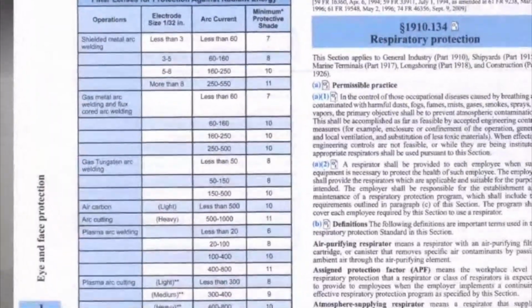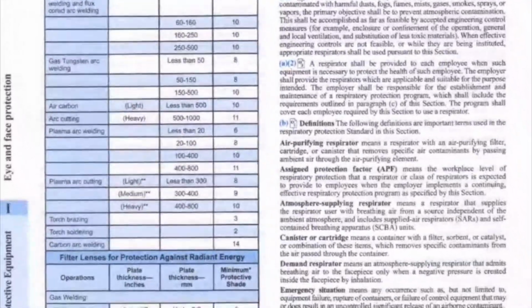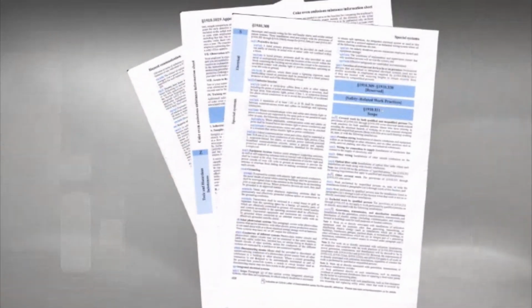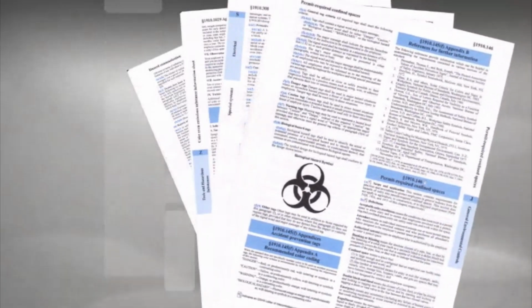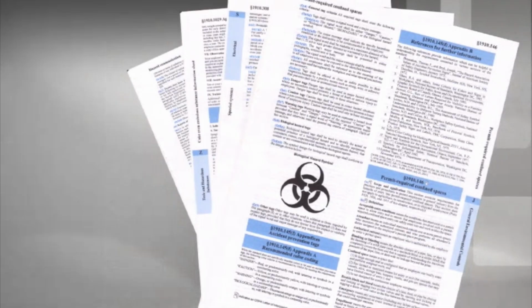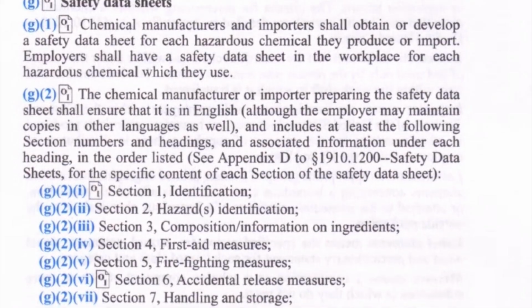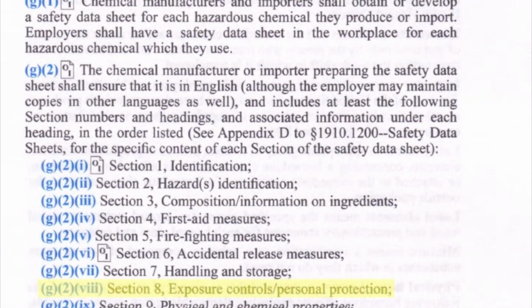Specific PPE, such as eye and face protection, respiratory protection, head protection, and others, are addressed in separate standards in the OSHA manual. Other OSHA standards, such as hazard communications, bloodborne pathogens, electrical work practices, and permit-required confined spaces, require the use of certain PPE as it pertains to that particular topic. A good example is the PPE section of safety data sheets, which are required as part of the OSHA Hazard Communication Standard.